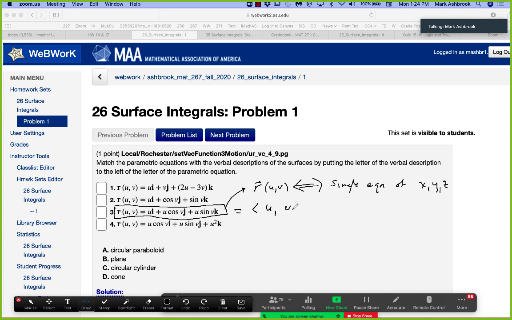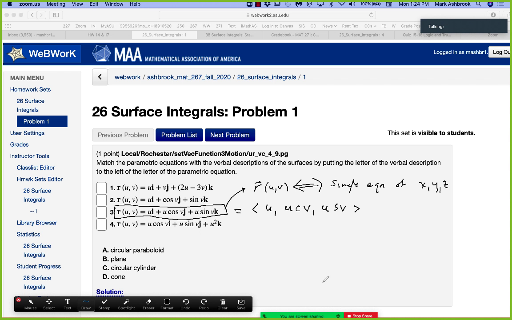u, u cosine v, and for cosine and sine, I'm just going to write c and s, and u sine v. So what's our goal? This is x equals u, y equals u cosine v, and z equals u sine v. So our goal is to combine these. We've got three equations. To combine them to eliminate u and v and get a single equation of x, y, and z.